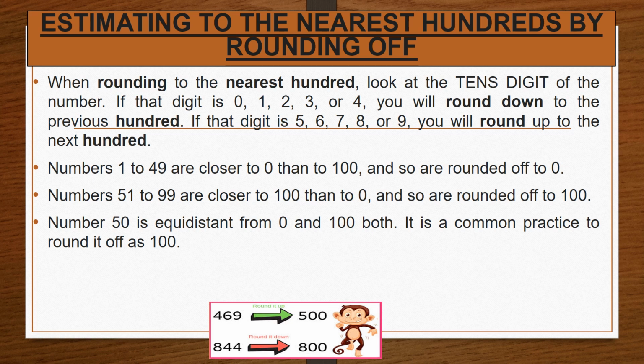Here is an example. Look at this picture. 469. Now look at the tens digit. It is 6. So it is rounded up to 500. Now the next example is 844. The tens digit is 4. So it is rounded down to 800. Clear?